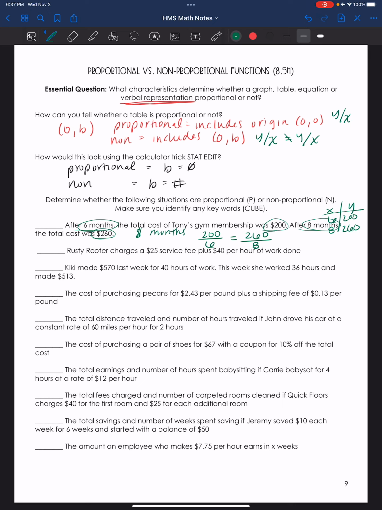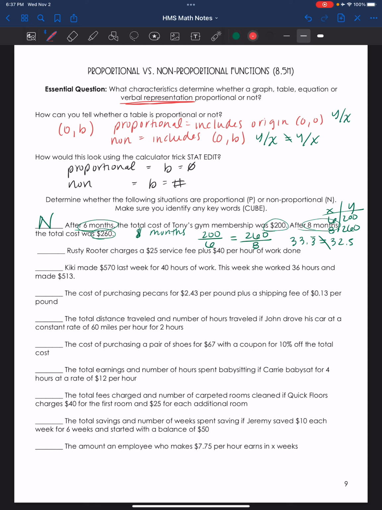Now, I'm going to do this by dividing. That I can do because I do have a calculator, just not on the screen. 200 divided by 6 is 33.3 repeated. And that is not equal to 260 divided by 8, which is 32.5. So since they are not equal, this is not proportional.